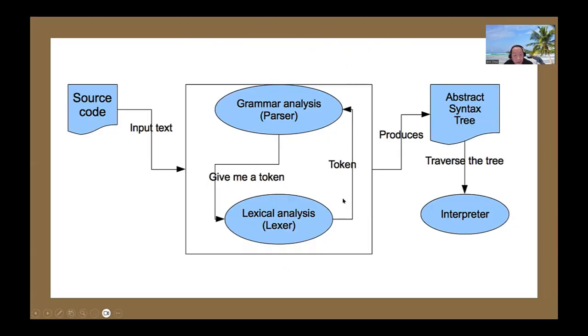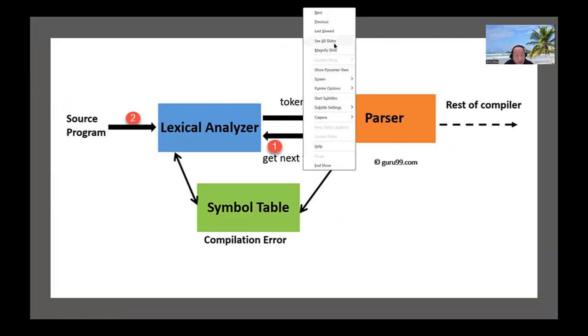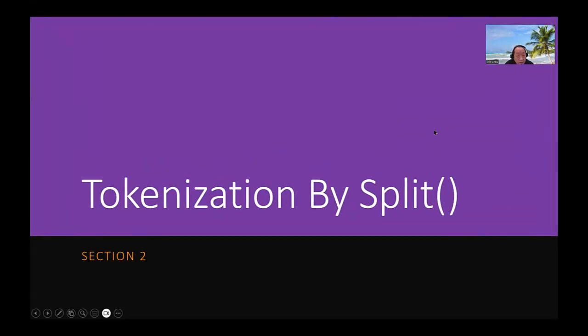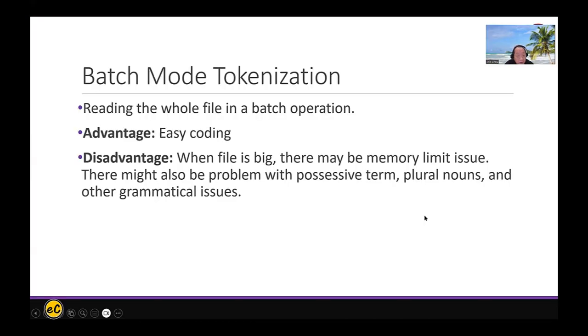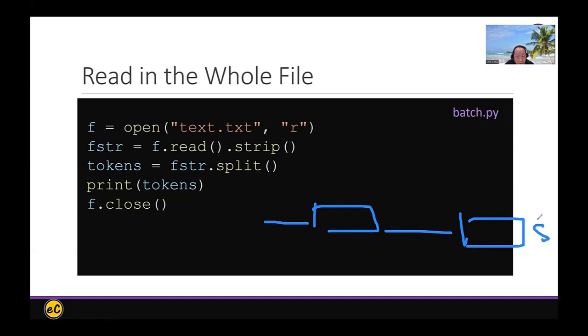So these are the analysis. Let's go a little bit further. So let's look at tokenization. The simplest tokenization is by the split function. By the split function, you chop the text by using the space or the end of the string.